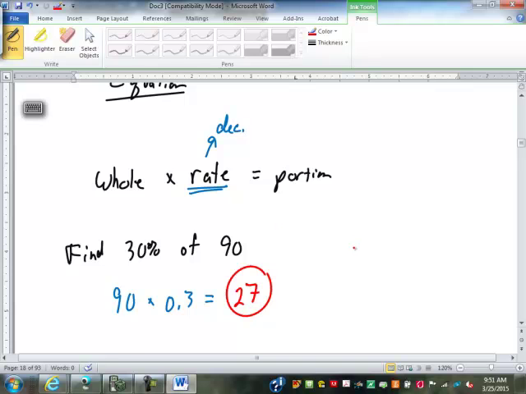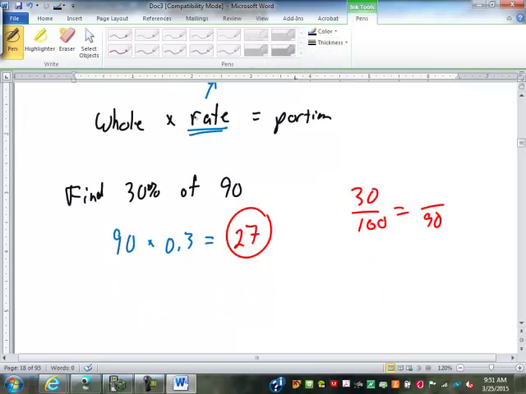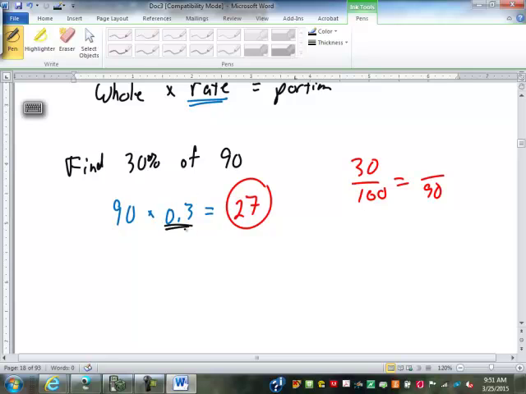You could have done 30 over 100 equals blank over 90, cross multiply and divide to get the 27. Yeah, I like the proportion much better myself, too. The only thing is, with a simple calculation like this, it is really quick to just do 90 times 0.3. And when we talk about interest applications, a lot of times the simple interest formula uses that as a shortcut as well. Like if you're trying to figure out, say you got a car and your interest is, you want to just do it that way, right?